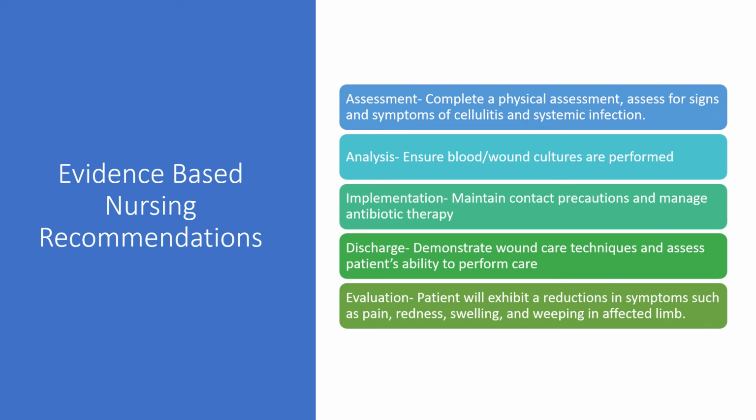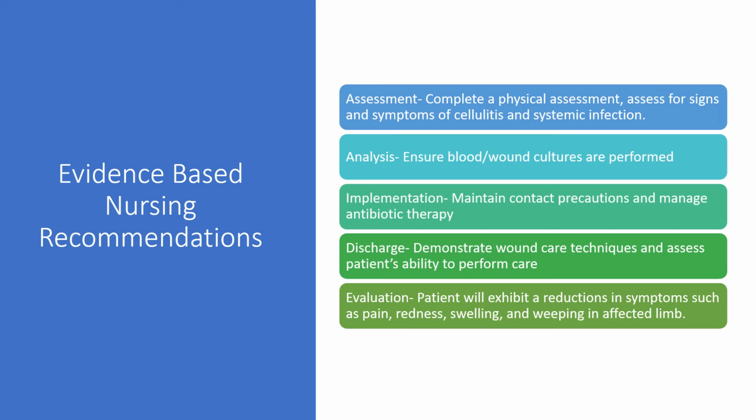Evidence-based nursing recommendations for cellulitis include, but are not limited to, physical assessment. So obviously we want to be assessing our patients, so a complete physical assessment to assess for signs and symptoms of cellulitis and systemic infection. So obviously doing a thorough exam of the patient's skin, looking for any areas of pain, redness, and swelling, and then those systemic signs. So if the patient had a fever, an elevated heart rate, or tachypnea, that might indicate a systemic infection. We want to analyze any blood or wound cultures that are performed.